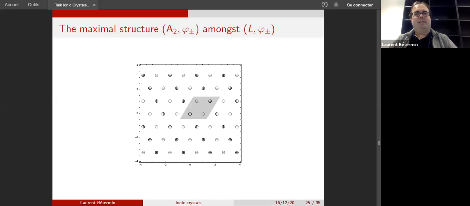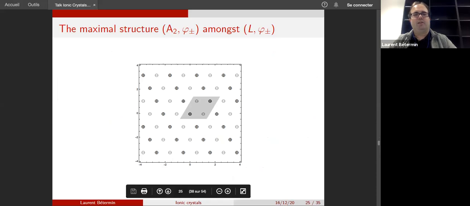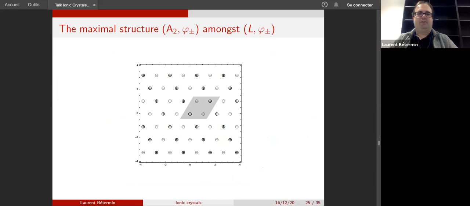That's the maximizing structure. So the maximizer of the energy will be like that. This is basically the unit cell, and the alternation of charge is given like that. And for the triangular lattice, you will see these lines of opposite charge, plus and minus 1, which are exactly like that. So that is the maximizer of our energy.